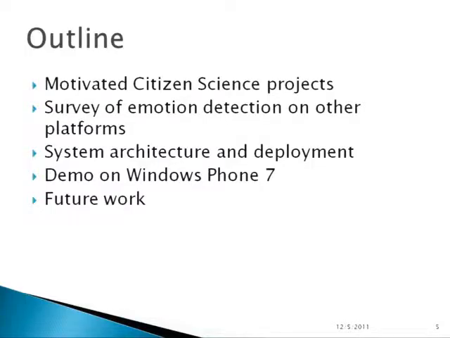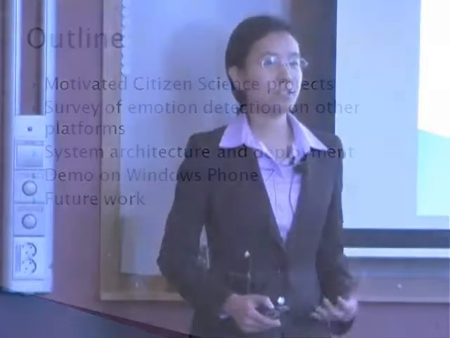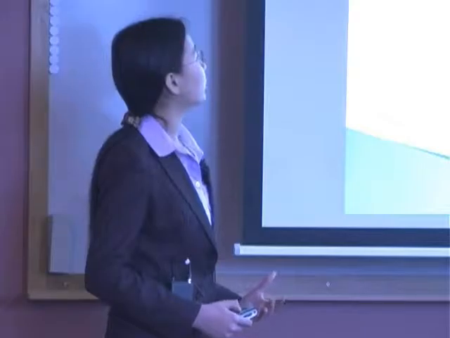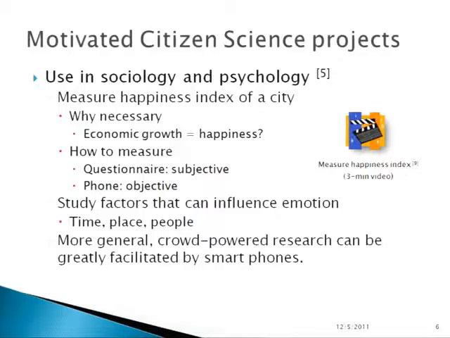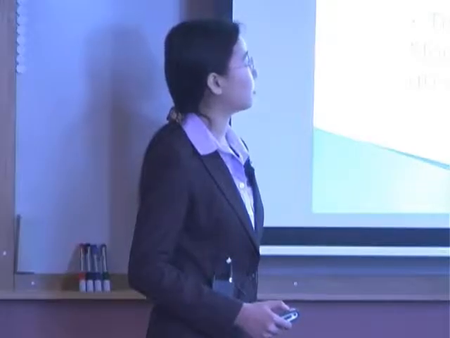So here's the outline. First, I want to motivate the emotion sensor with a citizen science project. And also, we'll do a survey of existing emotion detection apps on other platforms. Then we'll go into detail on the system architecture and how we deploy it on the phone. And also, of course, we'll have the demo for the real app and some future work. So first, the citizen science project we propose is to measure the happiness index for a city or country. We have a very interesting video which will give you some concept of the happiness index we're looking at.